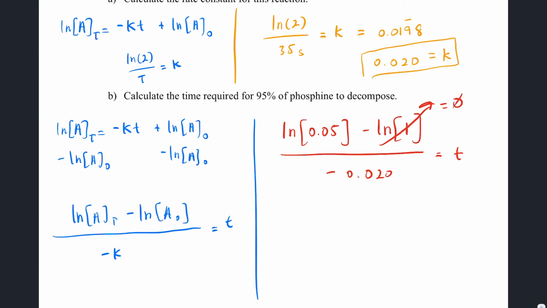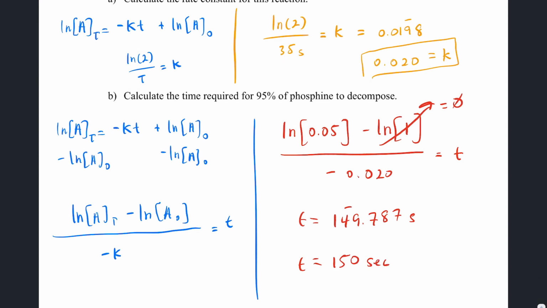Well, I have my time here, and that's going to be in seconds because our rate constant had units of reciprocal seconds. So when we solve for this, it's going to be 149.787 seconds. Let's accommodate for significant figures, 2 sig figs. So my time is going to be 150 seconds.